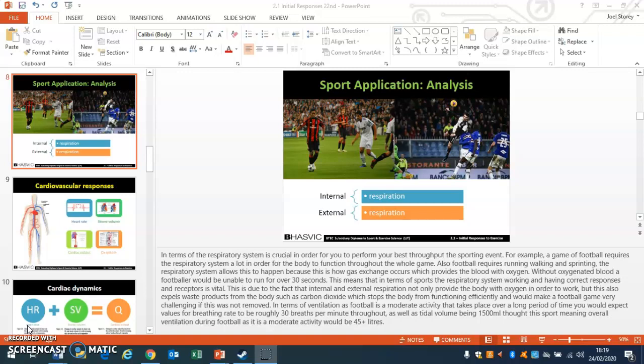In terms of ventilation, as football is a moderate activity that takes place over a long period of time, you would expect values for breathing rate to be roughly 30 breaths per minute throughout, as well as tidal volume being 1,500 millilitres throughout, meaning overall ventilation during football, as it is a moderate activity, would be roughly 45 plus litres.